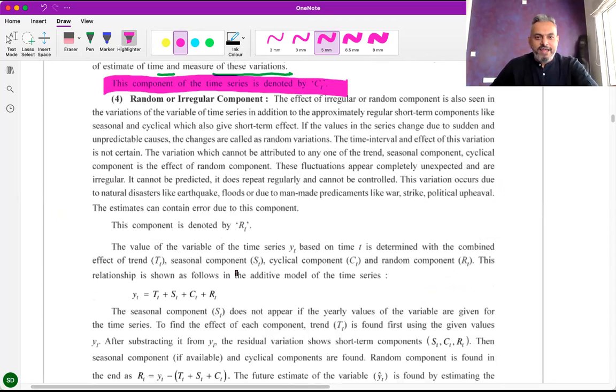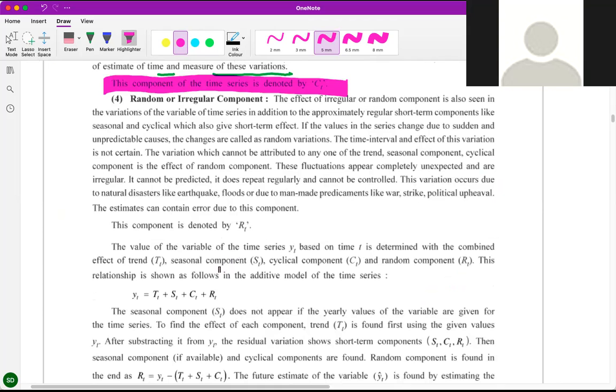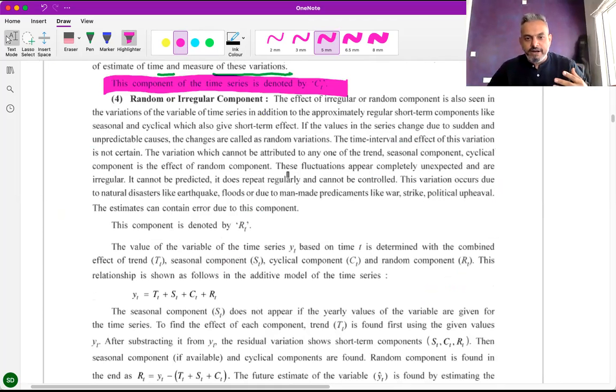Random or irregular component. Now, what is random? Random is like you cannot estimate it, it goes up and down by itself randomly. Random numbers are numbers that are free from biases. They are generated on their own.